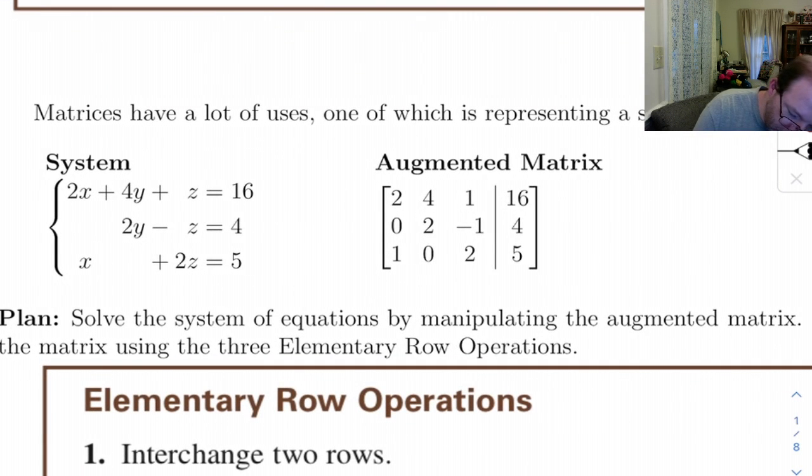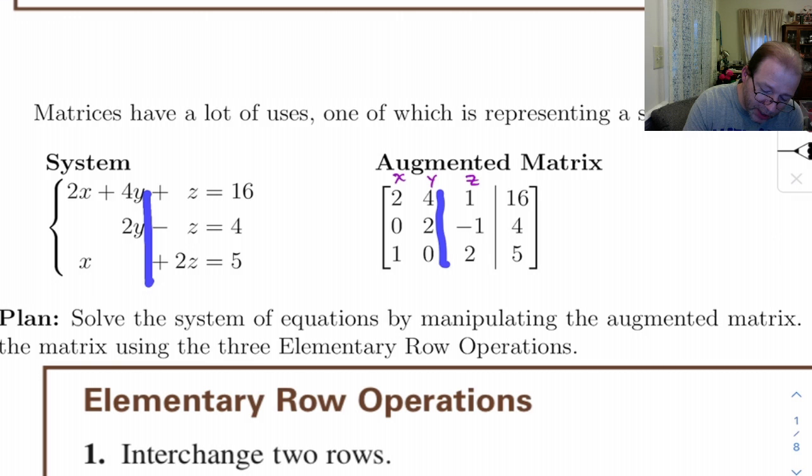So a lot of the time when I'm doing this, just as a reminder to myself, I'll label the columns, so that I know this is the coefficient of y in the 3 different equations over here.